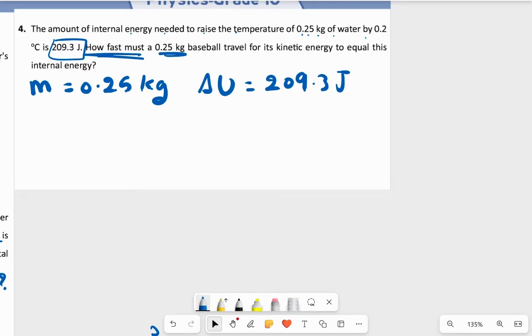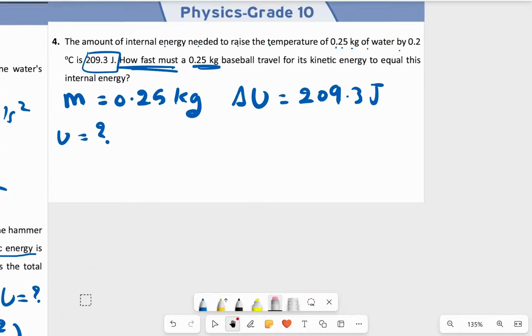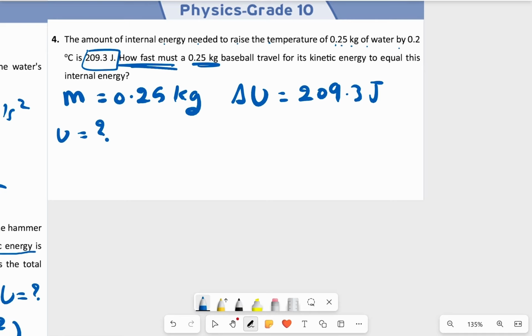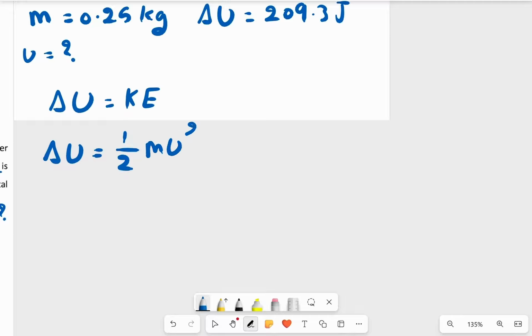So guys, this is asking for what? This is asking for velocity. It says how fast, so obviously this is asking for velocity. Now, in only one equation we had velocity, which was kinetic energy. And we have internal energy too. So we will say delta U is equal to KE. Delta U is equal to 1/2 mv squared.